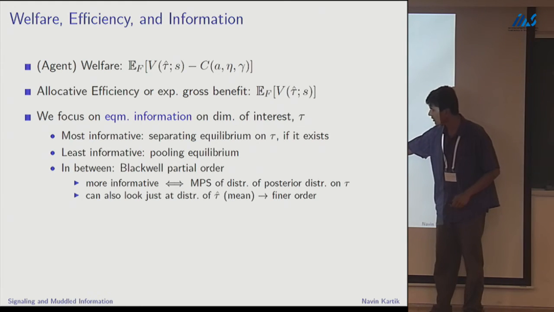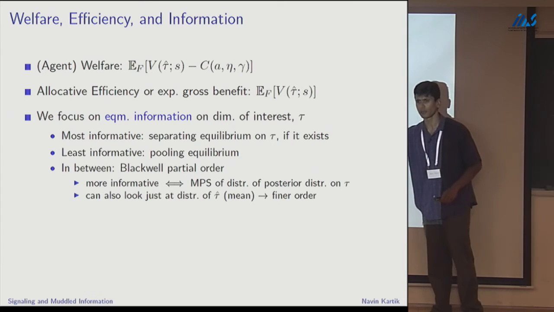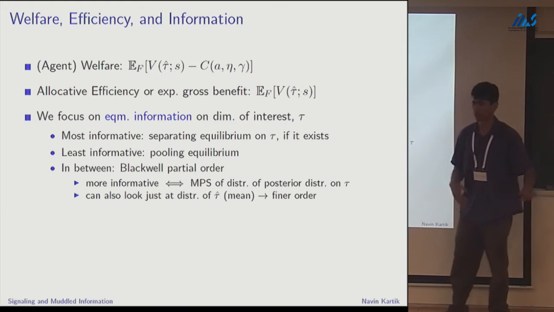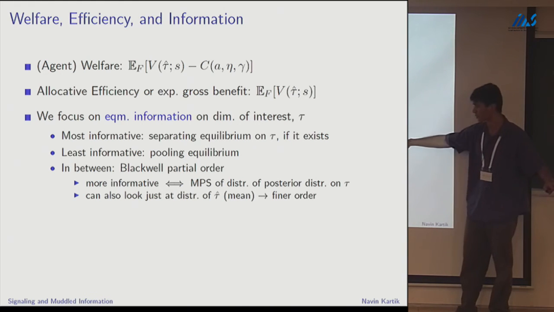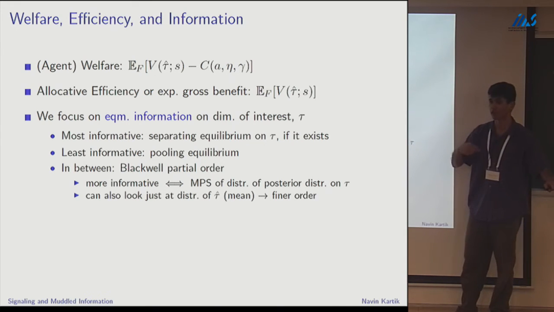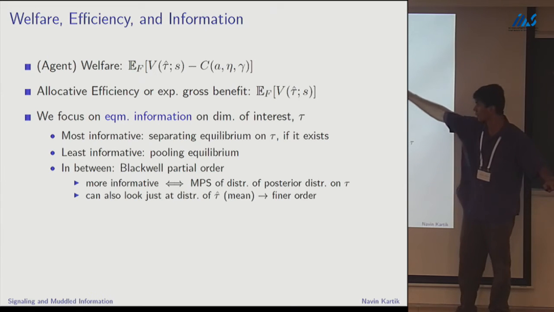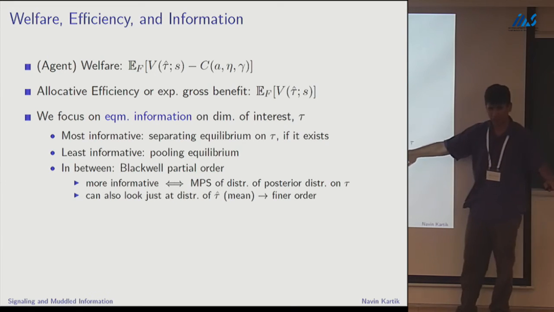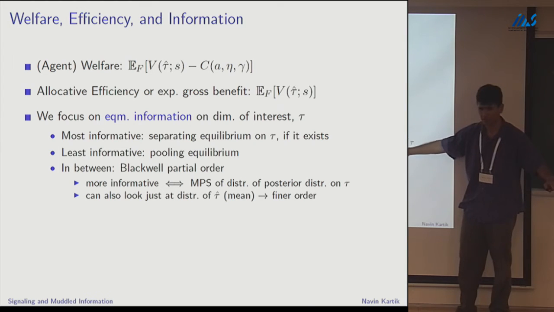As a minor aside, you might say, since what we care about is really not the entire posterior distribution, just the posterior expectation, why doesn't one try to generate a finer order? The Blackwell order is going to be a partial order in general. Why not look only at the distribution of the posterior mean, since that's what's entering the agent's value function? One can do that too, and for a lot of what I have to say, it won't make much difference which of the two you use. The two will be equivalent, but in general this is going to be a finer order.